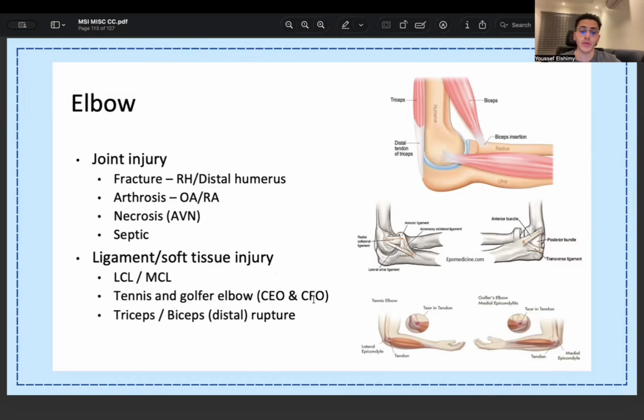So this is how you can remember it. And if you are COO, you don't worry that much, so you play tennis. That's why. Okay. We could also have triceps and biceps distal rupture.